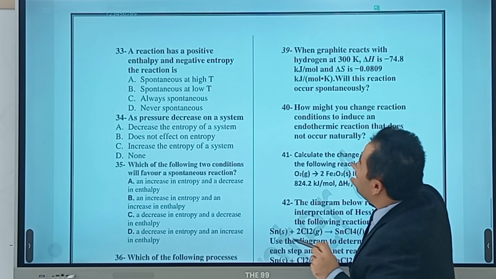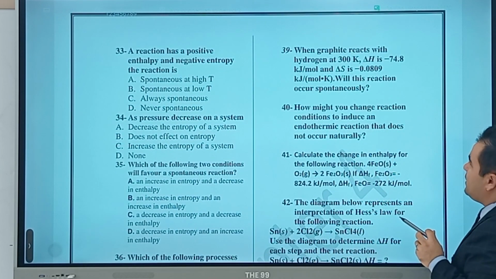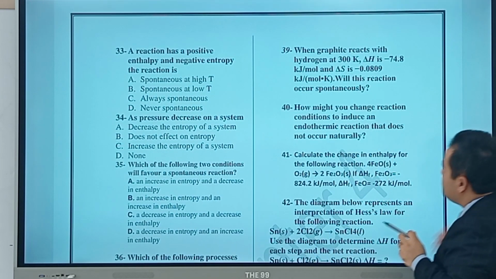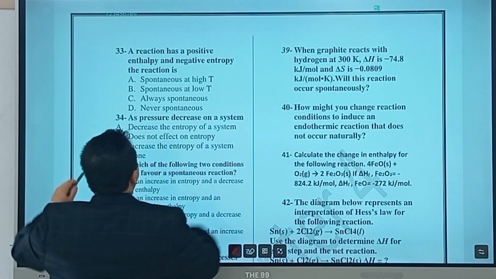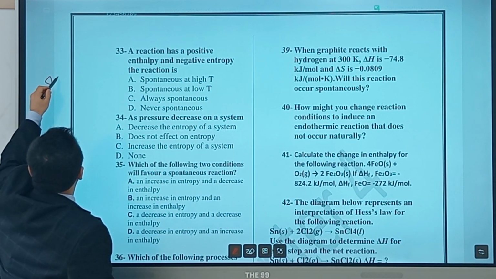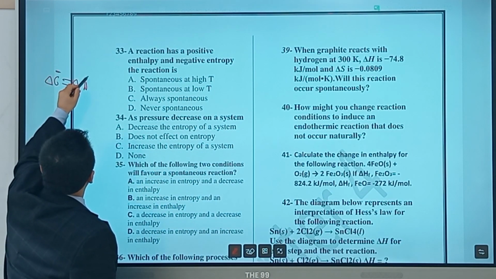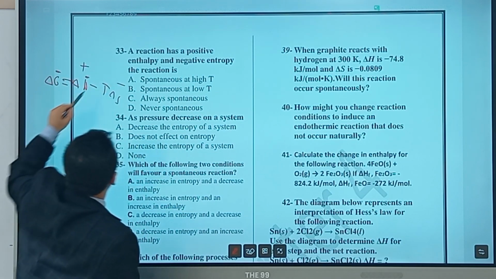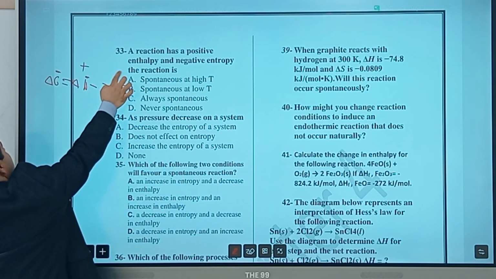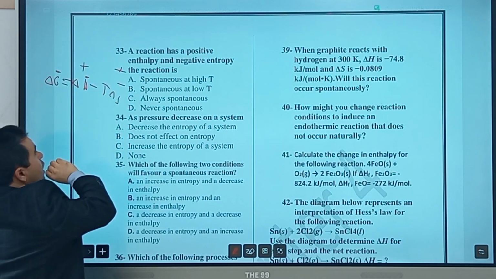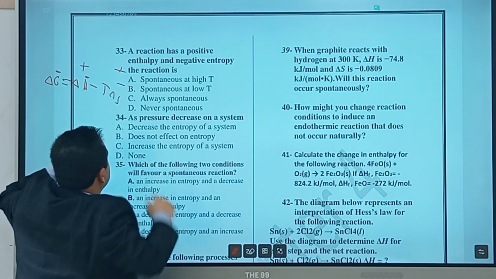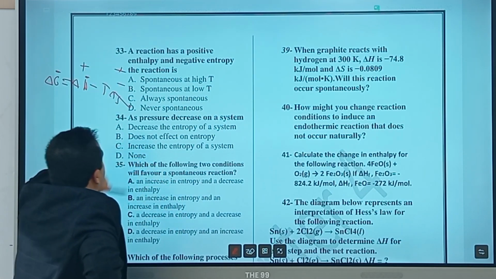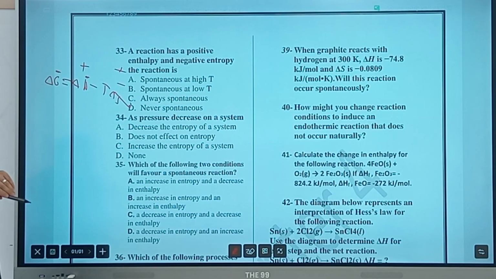A reaction has a positive enthalpy and negative entropy. This reaction is what? Delta G is equal to delta H minus T delta S. Positive enthalpy and negative entropy. Negative multiplied by negative is positive. Positive plus positive is always non-spontaneous, or never spontaneous. Never spontaneous because it is always positive.